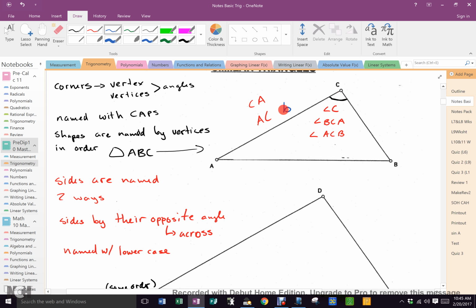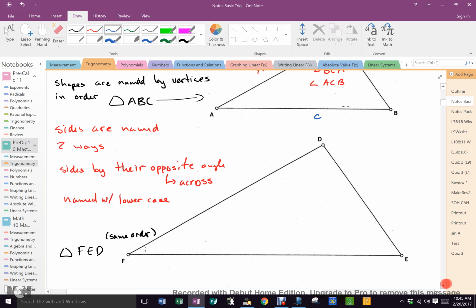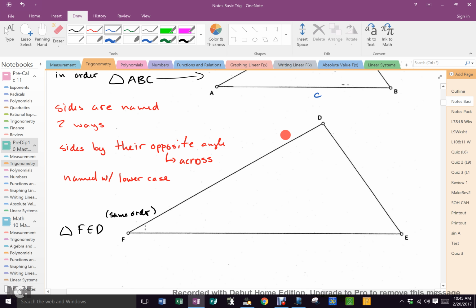Okay? So what does this side get? Little c, and what does this side get? Little a. Is everybody cool with that? Okay, so now name the big triangle sides. What is this guy? Little d. What's this guy? Little e. What's this guy? Little f. Got it? Everybody cool?